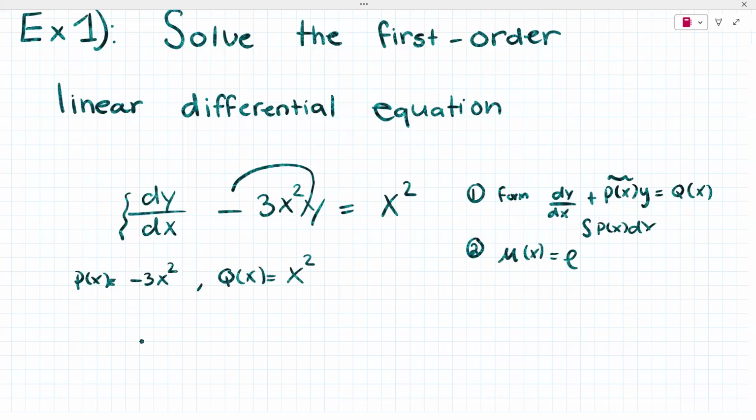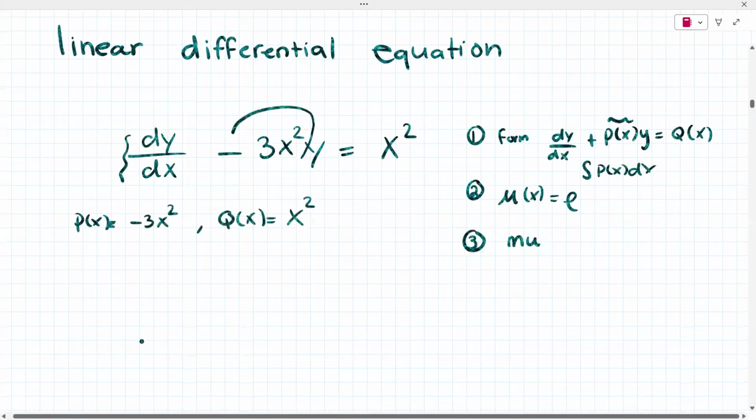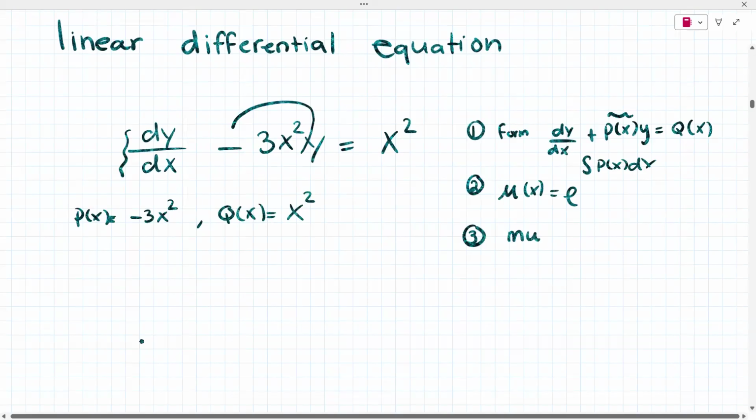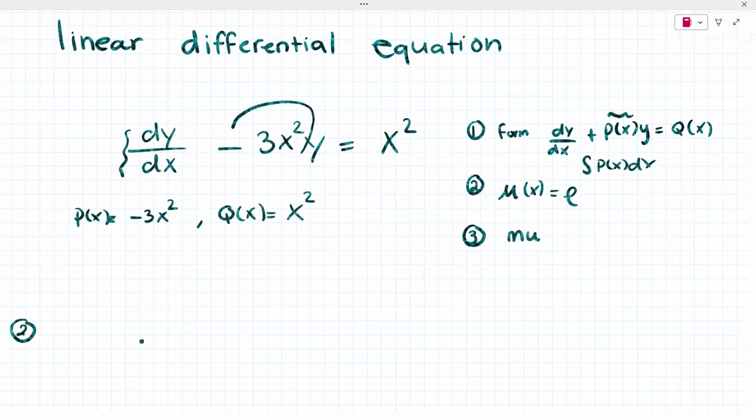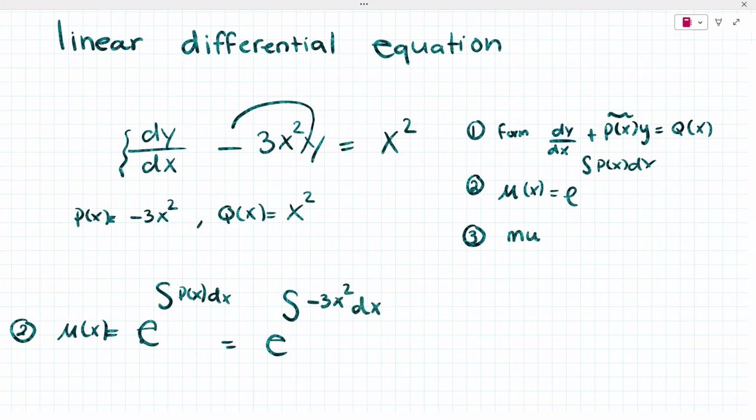Okay, step 3, multiply by mu. Oh wait, we haven't even done step 2. So let's find our mu. We're still in step two. Find your mu, which is e to the integral of P(x) dx. So my P(x) is negative 3x squared dx.